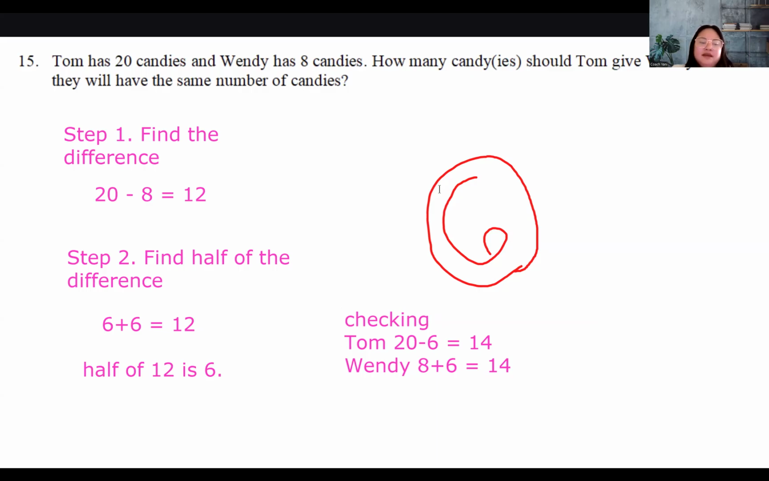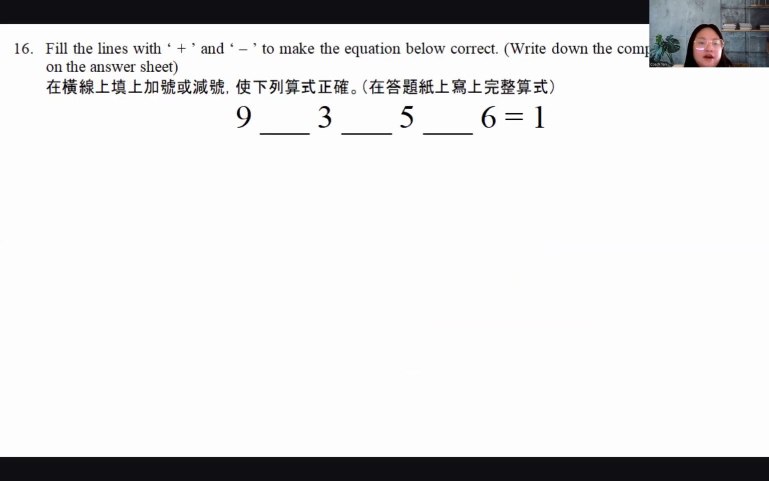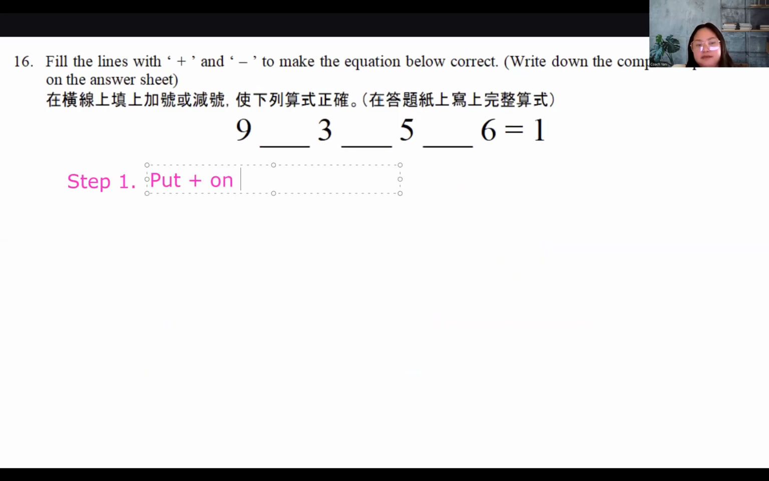Okay. Let's do number 16. Fill the lines with plus and minus to make the equation below correct. So what are we going to do? Step 1, put plus on all the blanks. So step 1, 9 plus 3 plus 5 plus 6. That would give you 23.